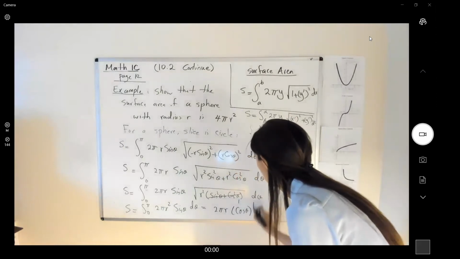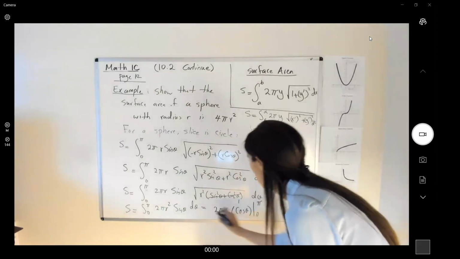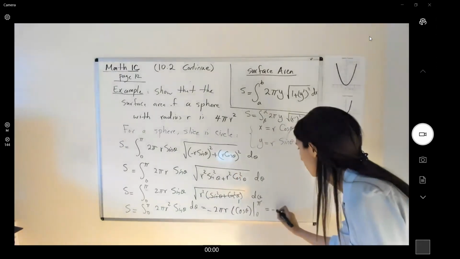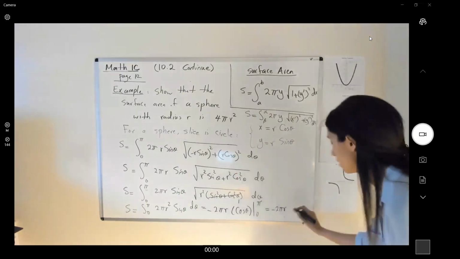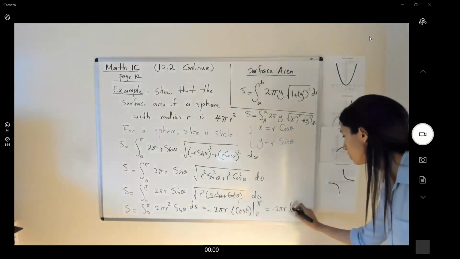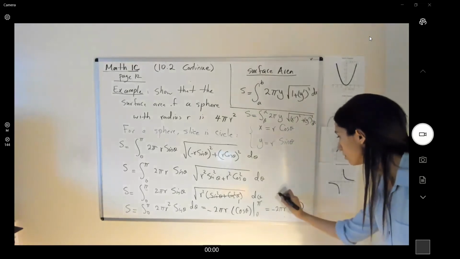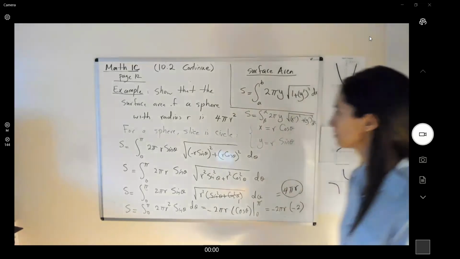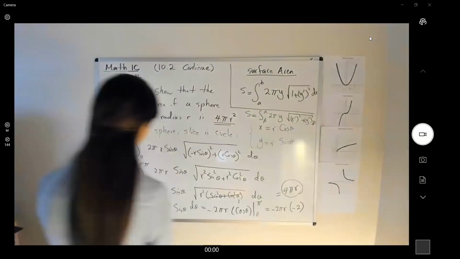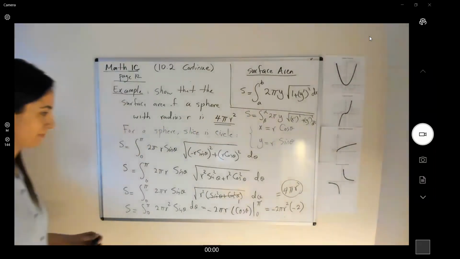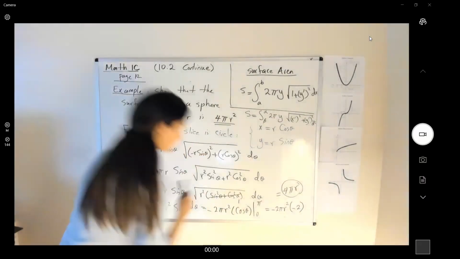cosine theta, ranging between 0 and pi. Don't forget your negative sign. So here you have negative 2 pi r, and cosine of pi is negative 1, minus negative 1, which gives negative 2. This is equal to 4 pi r. Where's my r squared? Okay, excellent. Perfect.